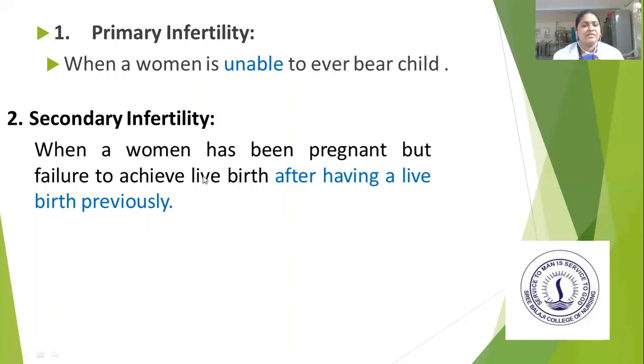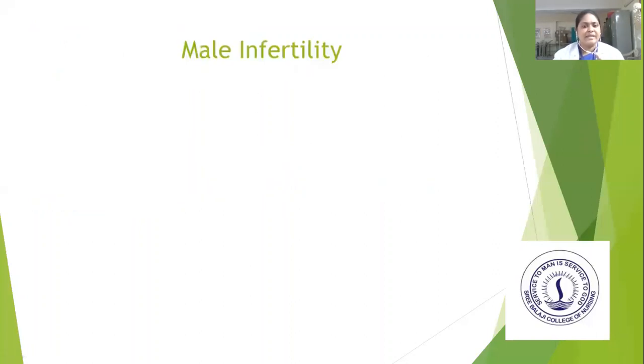In secondary infertility, they would have had one live birth, but the second time they are not able to conceive and have a live birth. Next, what is male infertility?